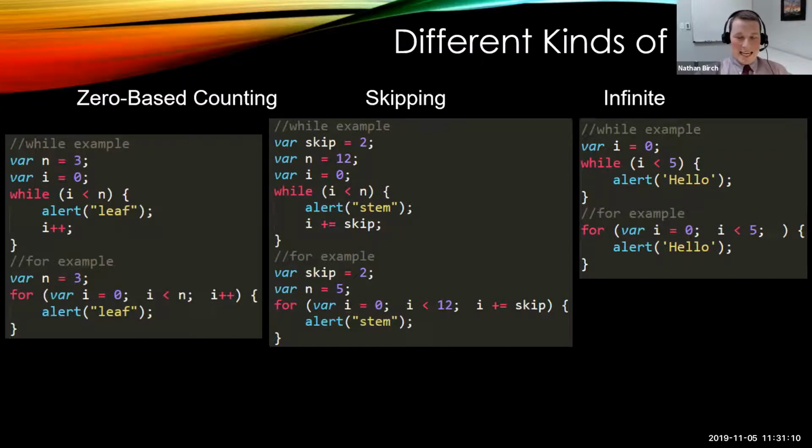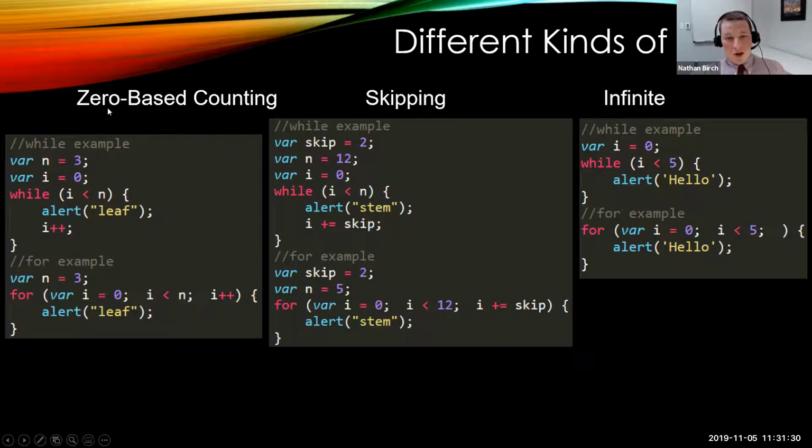All right. Different kinds of loops. So in each one of these columns, I have two examples that do the exact same thing. Okay. I have a while loop and a for loop in each, and each do the exact same thing. So you can see basically what I showed you earlier, that you can use either one in just about any situation. It just kind of depends on your preference.